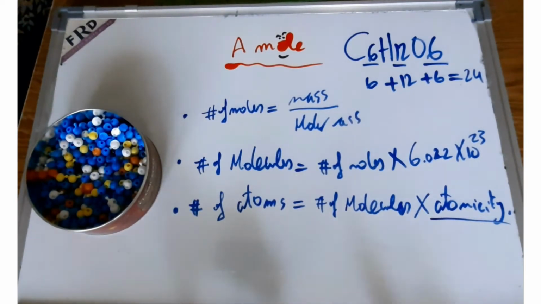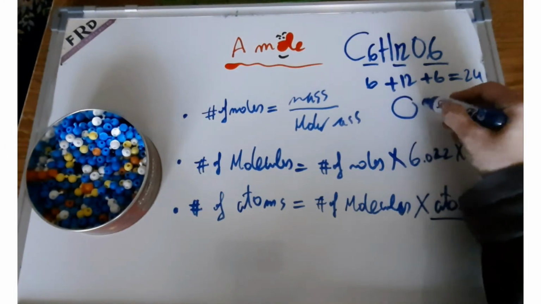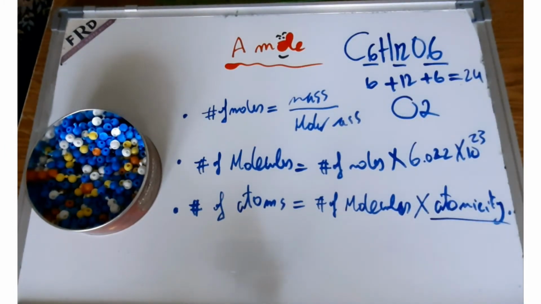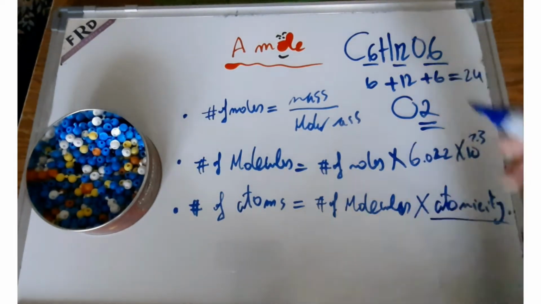I'm going to give you another example. What about oxygen gas, O2? What is the atomicity of oxygen gas? It is 2. All right, we have 2 atoms in this oxygen molecule. So far we have 3 rules: number of moles equals mass over molar mass, number of molecules equals number of moles times Avogadro's number, number of atoms equals number of molecules times atomicity. And we said the definition of atomicity is the number of atoms in a molecule. And we gave 2 examples.